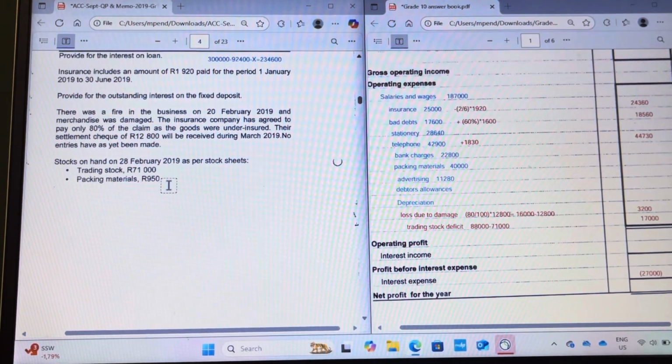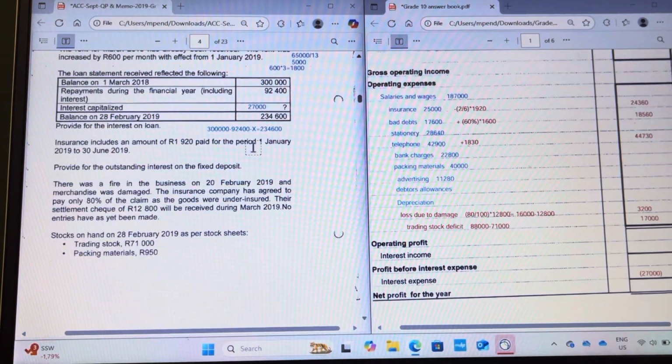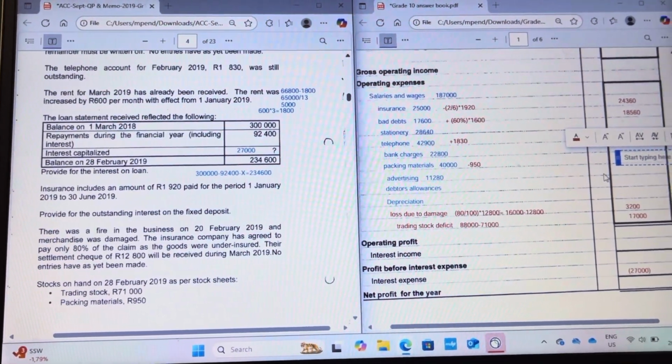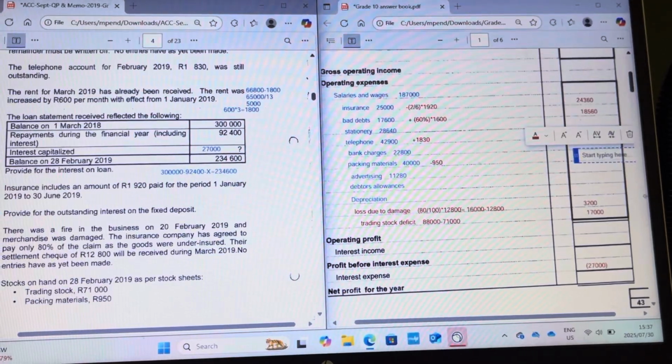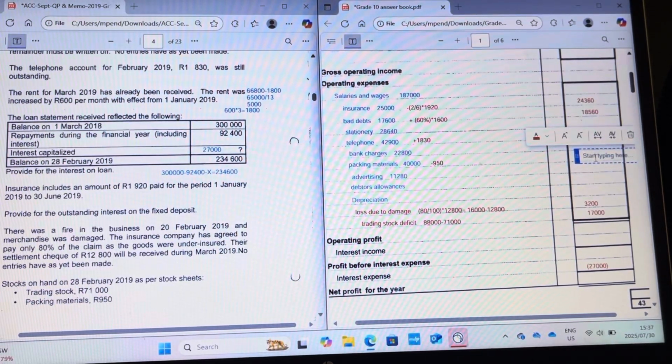Then we have packing material of 950. At beginning we had packing material worth 40,000. Let's look at this again. Yes, 40,000, and now it's 950. Means we used up quite a huge amount. And that will give us 39,050.